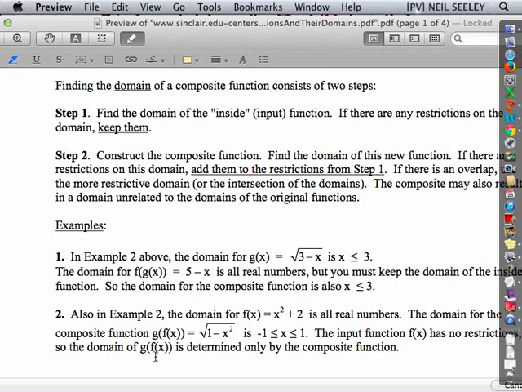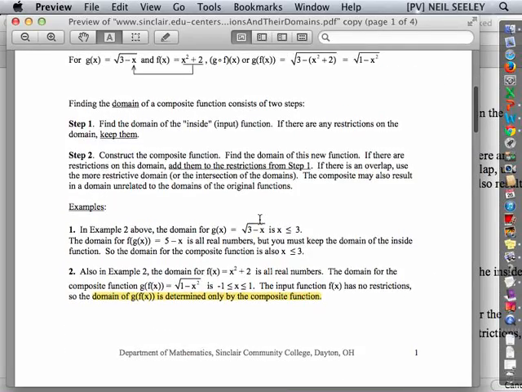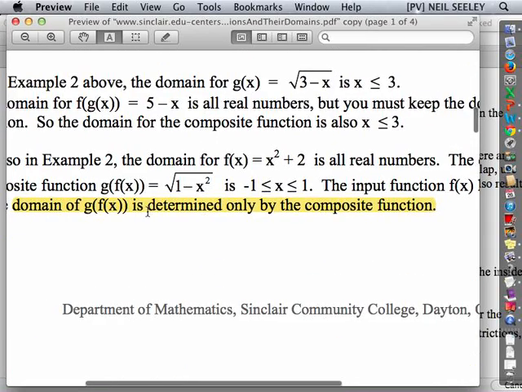Down at the bottom, the domain of the composite function is determined only by the composite function. So that's what we got. That's a big deal. But you consider the input function first to kind of get the ball rolling, and then you say, all right, now look at the composite. What new restrictions might I have? Interesting thing about the composite function, it might have a domain that looks totally different than the ones that made it. Your domain there might be something totally new. Okay, but we default in the end to the composite function itself. All real.